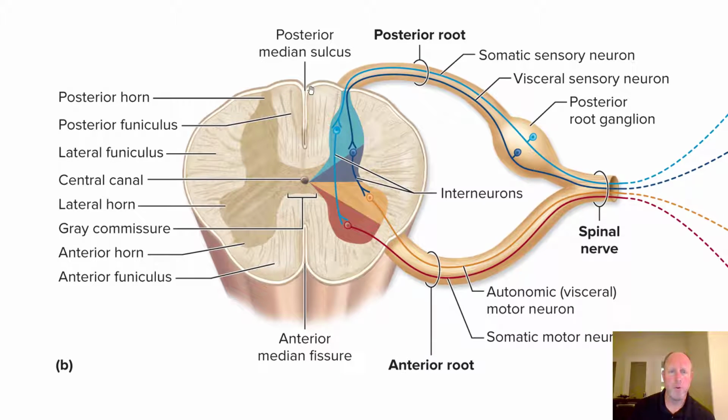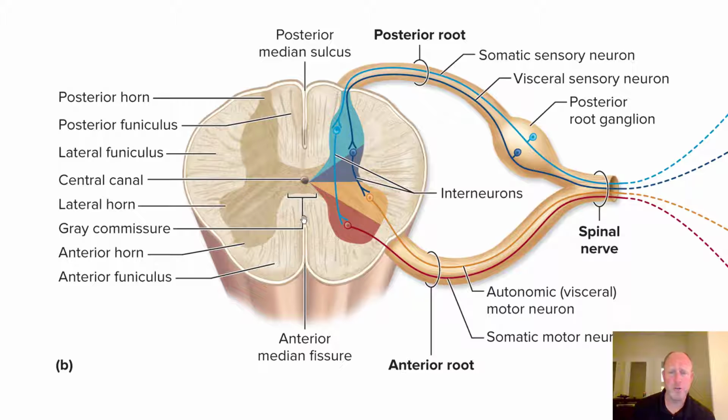So here we have our posterior median sulcus, and we have this posterior root coming here, the somatic sensory neuron and visceral sensory neurons, the posterior root ganglion here, this being their spinal nerve itself, and then the separation going into anterior here with the autonomic visceral motor neurons, and then the somatic motor neurons coming through this direction for each nerve, and then for each vertebra.